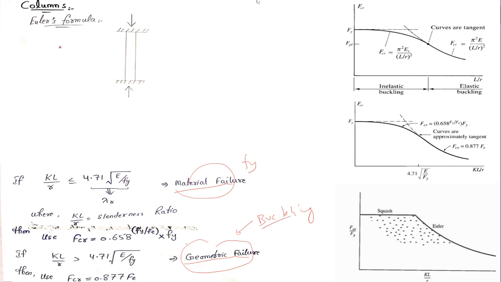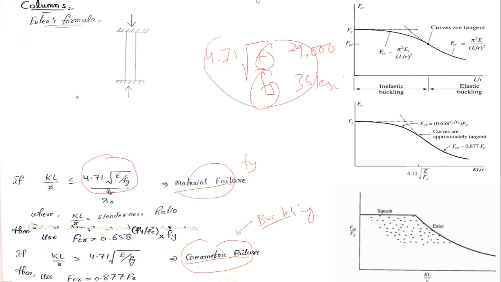So I have a simple formula. I'll find this value. This is a boundary condition: 4.71 square root of E by Fy. Now E is the modulus of elasticity of steel. For example, it is 29,000 ksi, and this is for A36. Fy is, for example, 36 ksi. So I'll find this value, and I'll find my slenderness ratio for both the columns. And if the slenderness ratio is lesser than this value, so you have plotted KL by R here, and this is your yield stress.